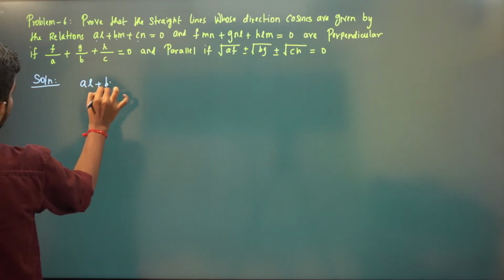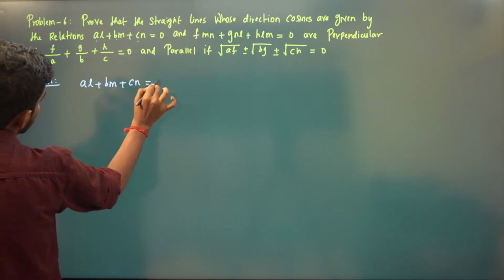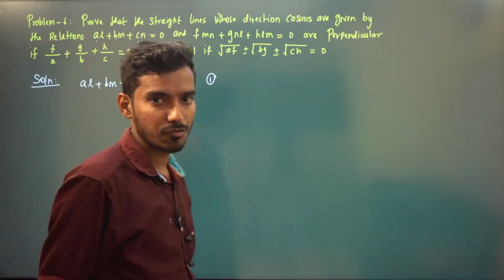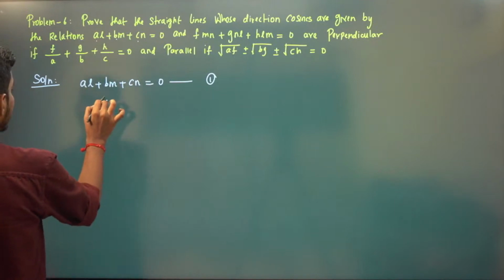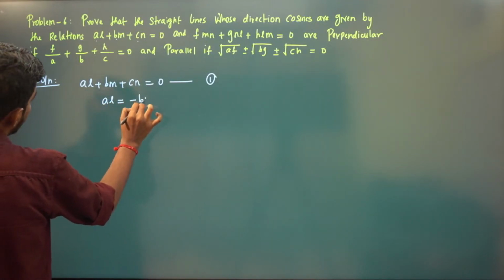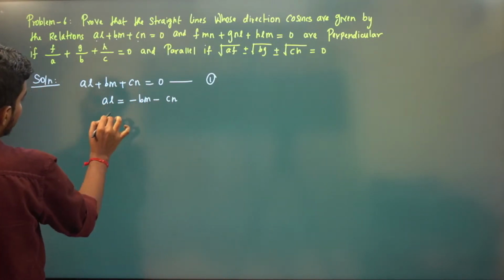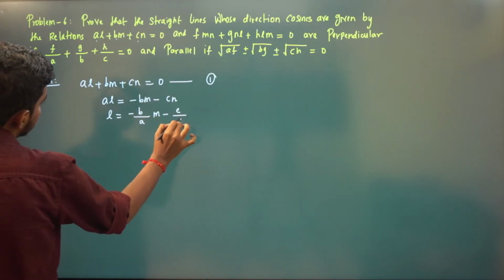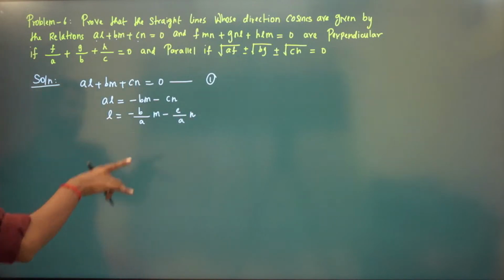plus BM plus CN is equal to 0. Call this as 1. Usually what we will do, we will write L in terms of M, N. We will do the same procedure here. So we have AL is equal to minus BM minus CN. So we have L is equal to minus B by A M minus C by A into N, right? I'm just dividing by A.